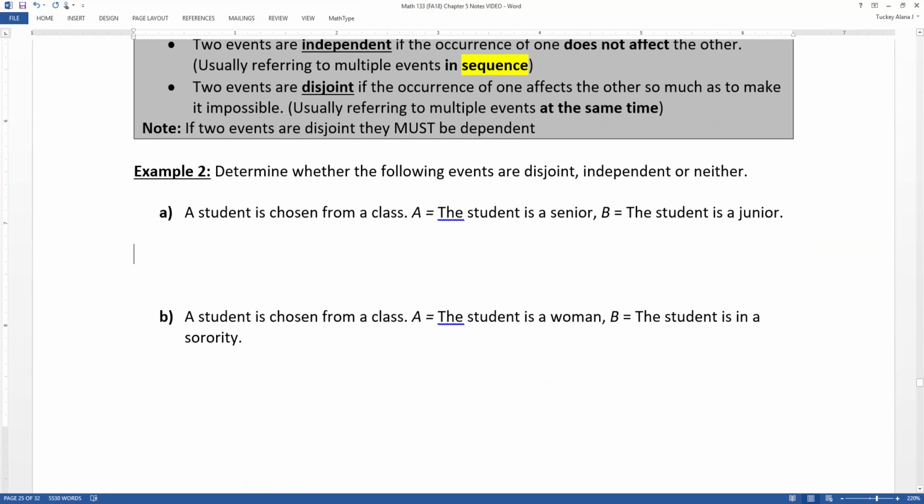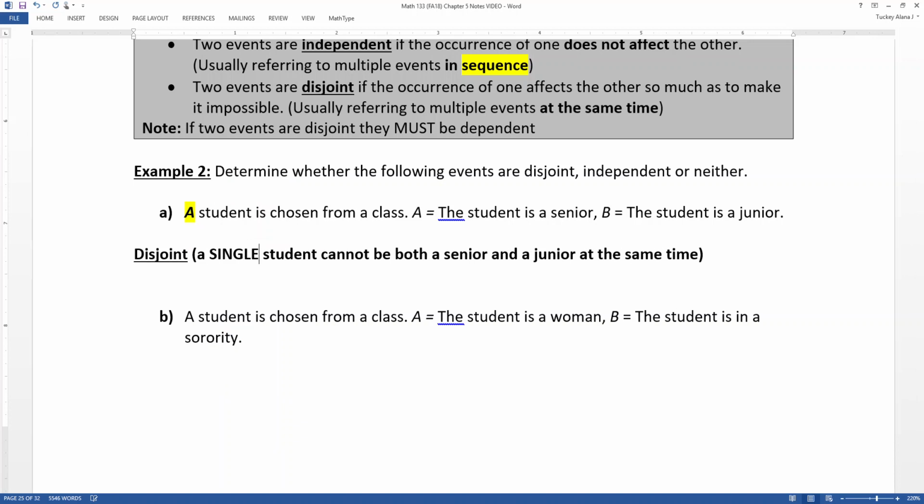All right, so let's choose a student from class. The student, we're going to determine whether these are disjoint, independent, or neither. So if you choose a student from class and the student is a senior, then the student is a junior, well, that's kind of obviously disjoint, right? You can't be both. Either you're a senior or you're a junior, but you can't be both at the same time. And it's one student. Did you notice the "a student"? That's singular, right? So since it's a student, a single student cannot be both at the same time.